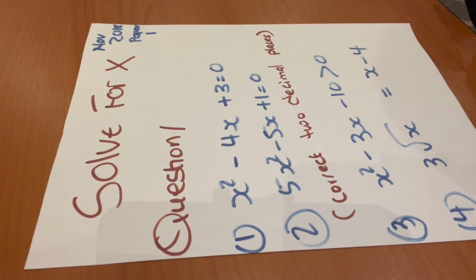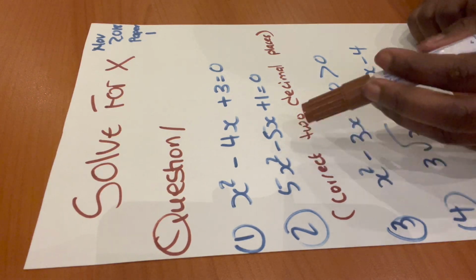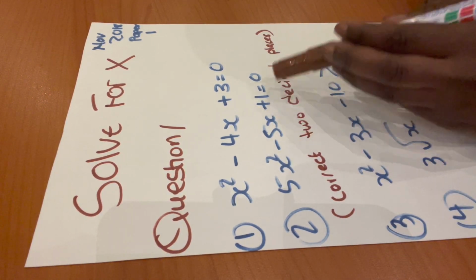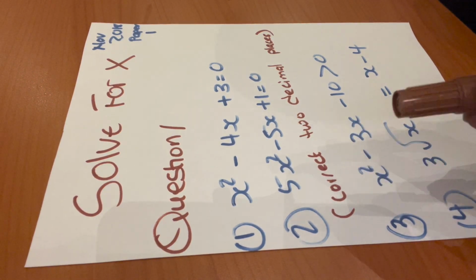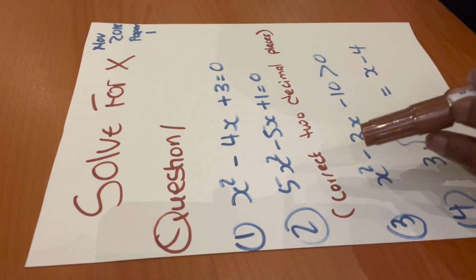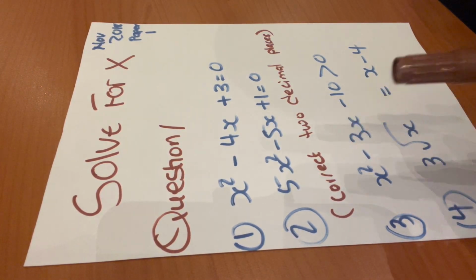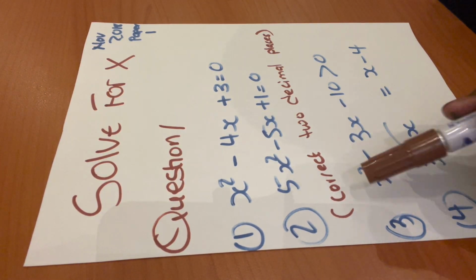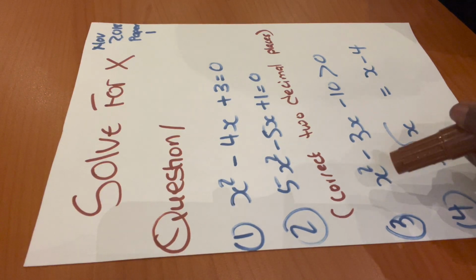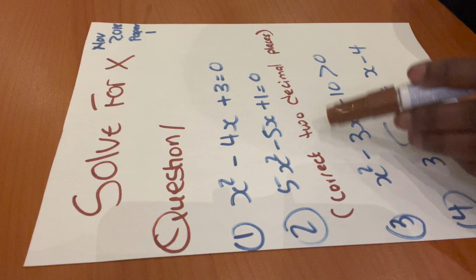The next question is also asking me to solve for x, but it says 5x squared minus 5x plus 1 equal to 0. The hint in this question says correct to 2 decimal places. As soon as I see the examiner talking about correct to 2 decimal places, it tells me that looking for factors will not work. In the exam you don't have 3 years, you just have 3 hours. The quickest way to solve this is to use the quadratic formula.